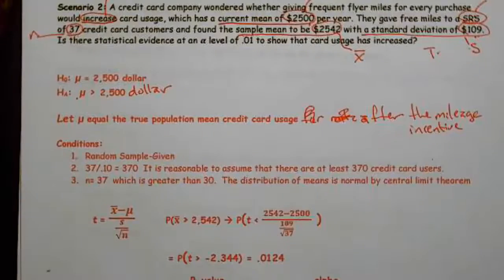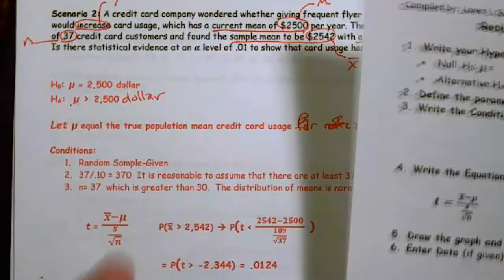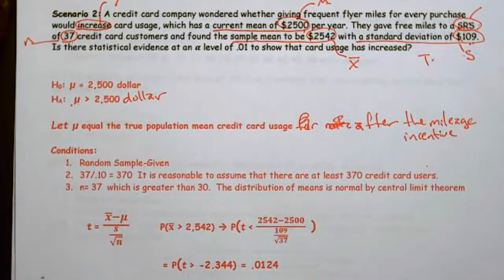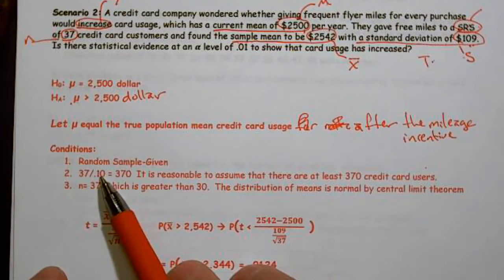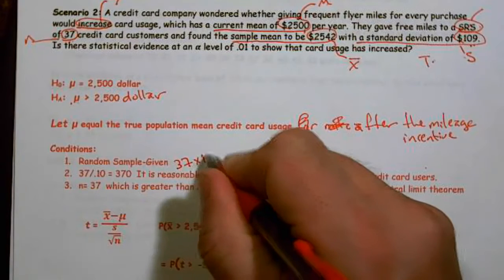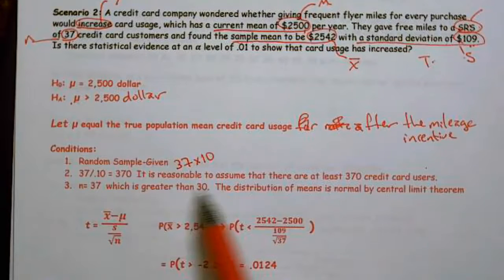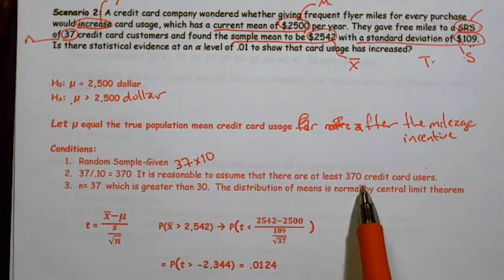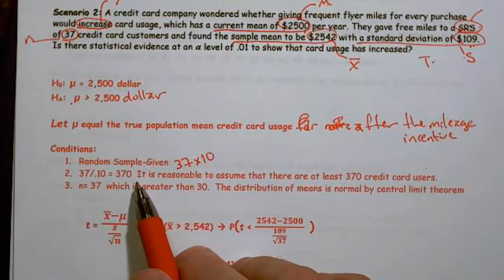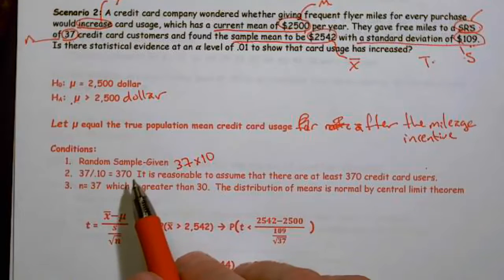Well, the very first condition from our recipe card is we need a random sample. Fortunately, they told us it was, and generally speaking, they will. If they don't, you're going to have to say something along the line of: we assume that it was randomly selected and it represents the population. Second, 37 divided by 0.1, or as we said before, you can just show the multiplication, 37 times 10. Either way, 370. And it's reasonable to assume that they have at least 370 credit card users. Please remember, the sample being less than 10% of the population is necessary for independence, or to be independent enough.